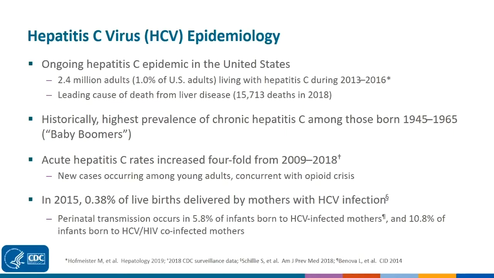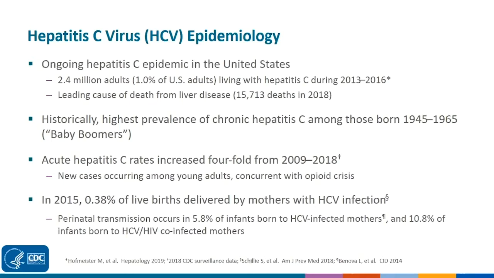Over the past decade, the epidemiology of hepatitis C has shifted. The number of reported cases of acute hepatitis C has increased every year from 2009 through the present. The highest rates of acute cases are among individuals in their 20s and 30s, or people of reproductive age. With a perinatal hepatitis C transmission rate of about 6%, which increases to about 11% with pregnant women co-infected with HIV and hep C, increasing rates of hepatitis C among reproductive women translates into increased rates among our youngest generation. In 2015, approximately 0.4% of live births were delivered by mothers with hep C infection.